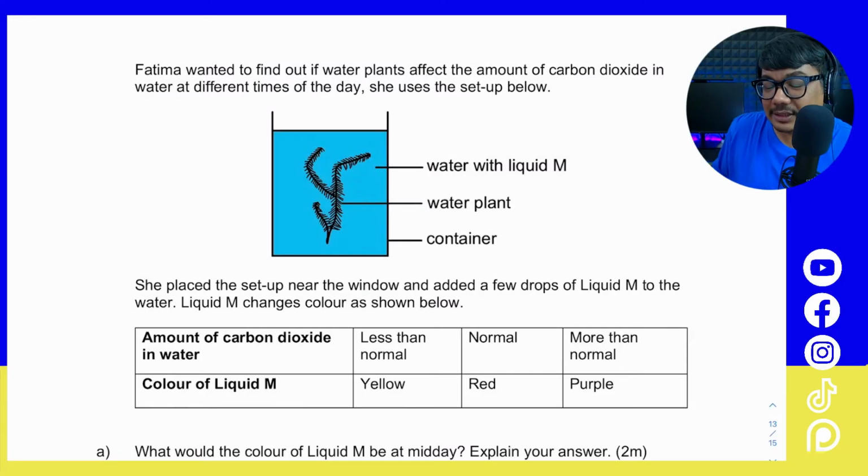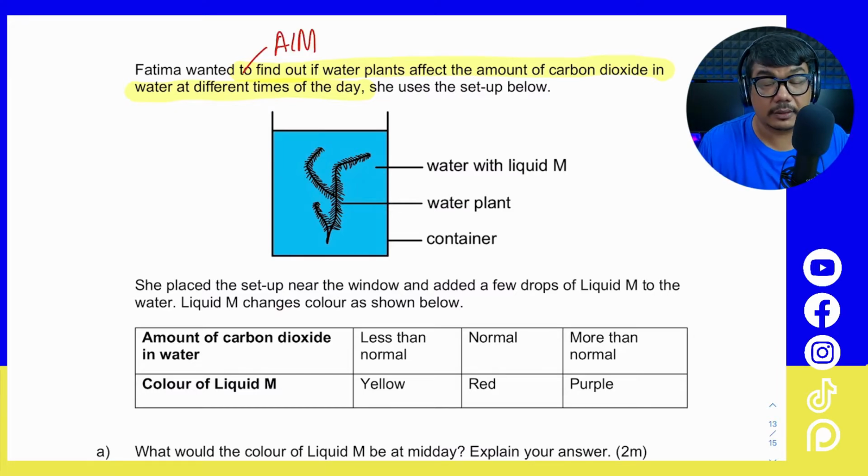Right, so this question reads, Fatima wanted to find out if water plants affect the amount of carbon dioxide in water at different times of the day. If I look at this part here, to find out if water plants affect the amount of carbon dioxide in water at different times of day, this is what I call the aim of the experiment. This is the reason why Fatima carries out this experiment, because this is what she wants to find out.